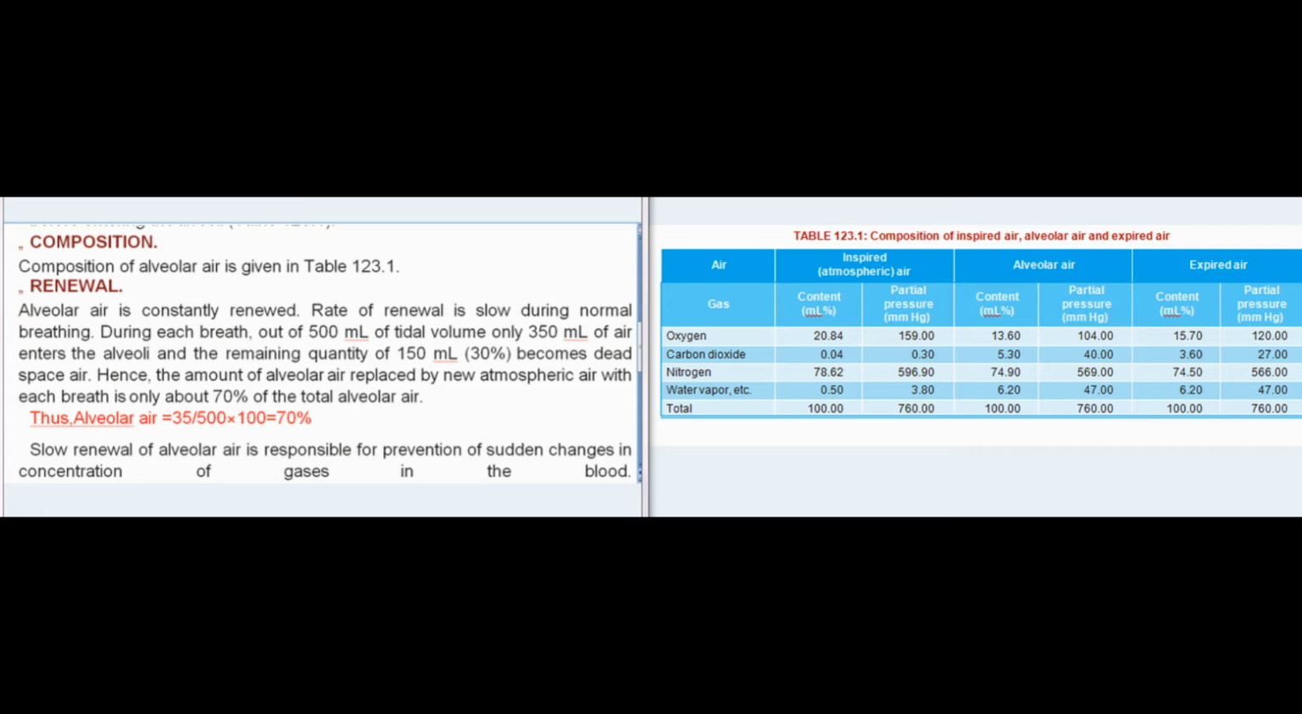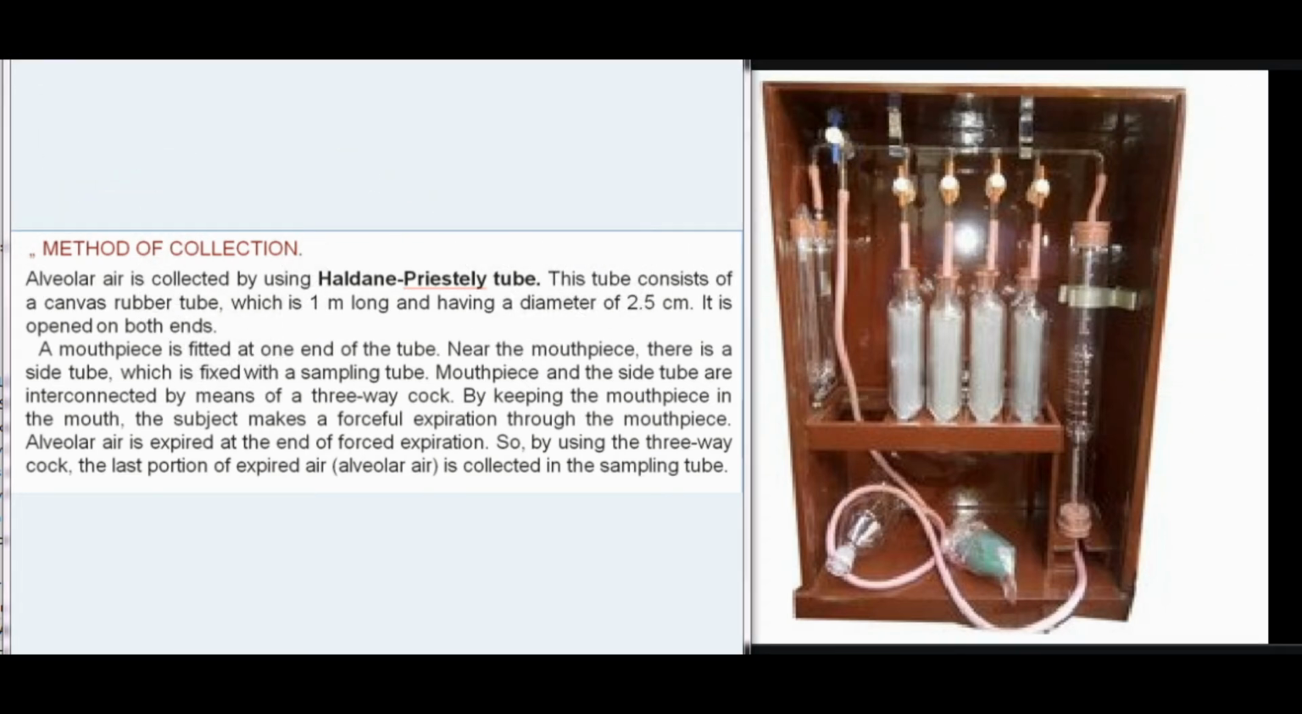Slow renewal of alveolar air is responsible for prevention of sudden changes in concentration of gases in the blood. Method of collection. Alveolar air is collected by using Haldane-Priestley tube. This tube consists of a canvas rubber tube, which is 1 m long and having a diameter of 2.5 centimeters. It is opened on both ends.